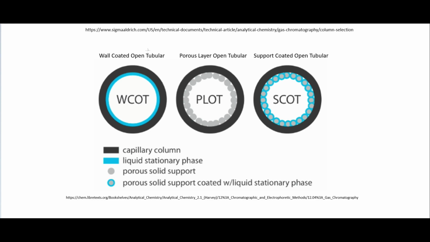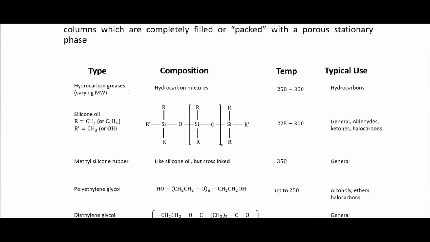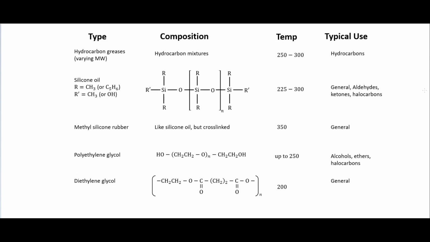We can have the wall-coated open tubular, the porous layer open tubular, which is just a solid in here, and then the support coated open tubular, which has these solid beads inside that we then coat with our liquid stationary phase. If we go down here, these are the types of stationary phase that are quite common, especially this silicone oil and the polyethylene glycol.